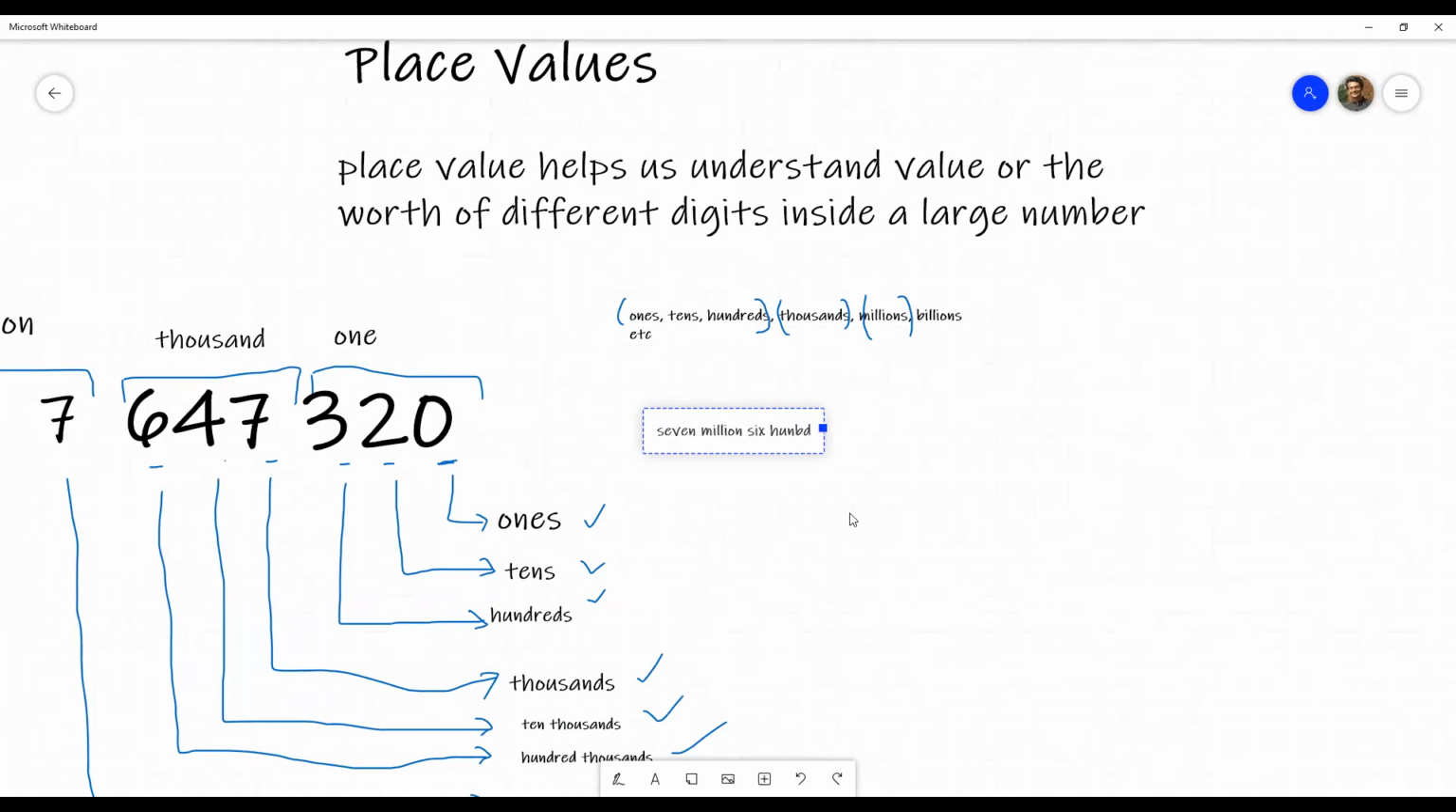647,003. Yes, tell me, whoever was telling me. 320. Very good. I'll just add 'and' because there's an ending here. Or you cannot add 'and', okay? You can also remove it.